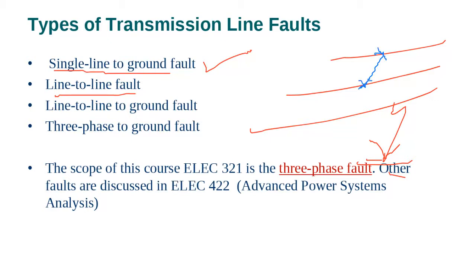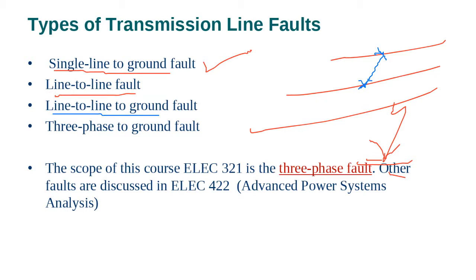Maybe there's a tractor, maybe there is a fault, or maybe just one line falls on a tree, for example. Okay, or maybe there is a wind, then one of the lines falls, so that's single line to ground. And this is called line to line fault. Just one touches. The third one is line to ground. So it touches two and also touches to ground.